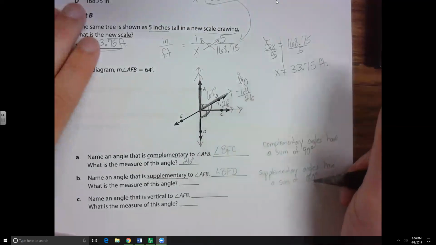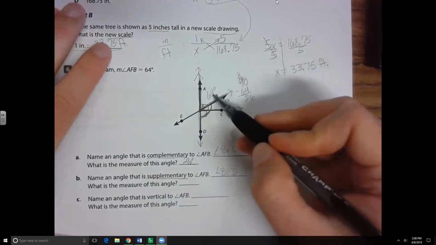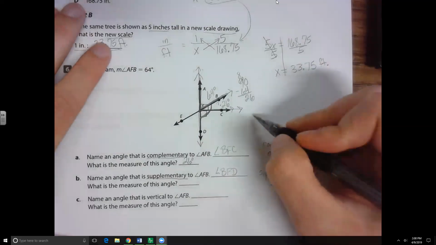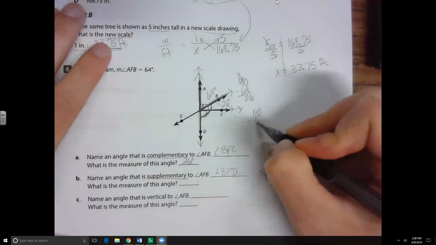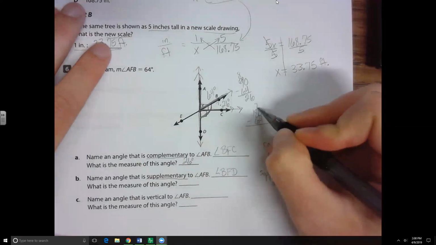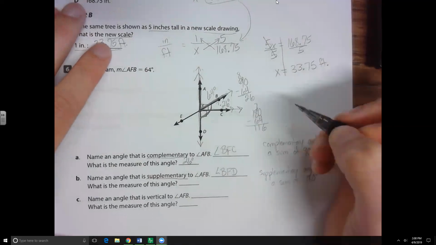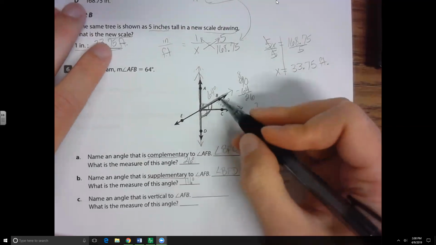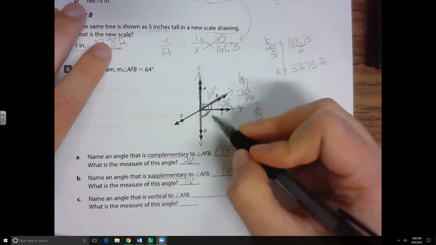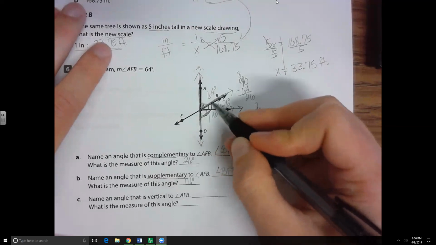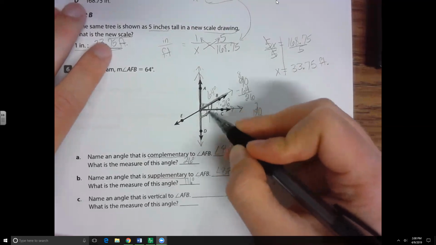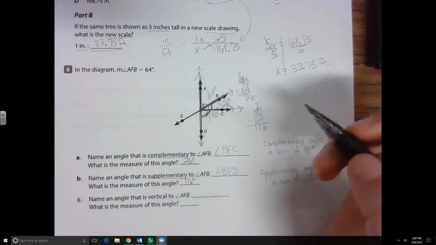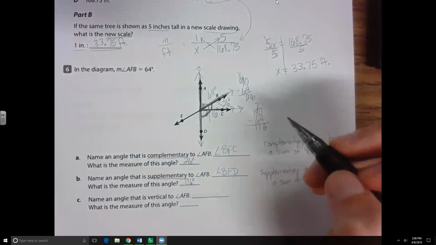And since this one is supplementary, they have to add up to 180 degrees. Well, if this one is 64, then I can take 180, subtract 64 from it, and then I'm left with 116. So that angle BFD is 116 degrees. That's this small angle and then this one combined together. It's 116 degrees.